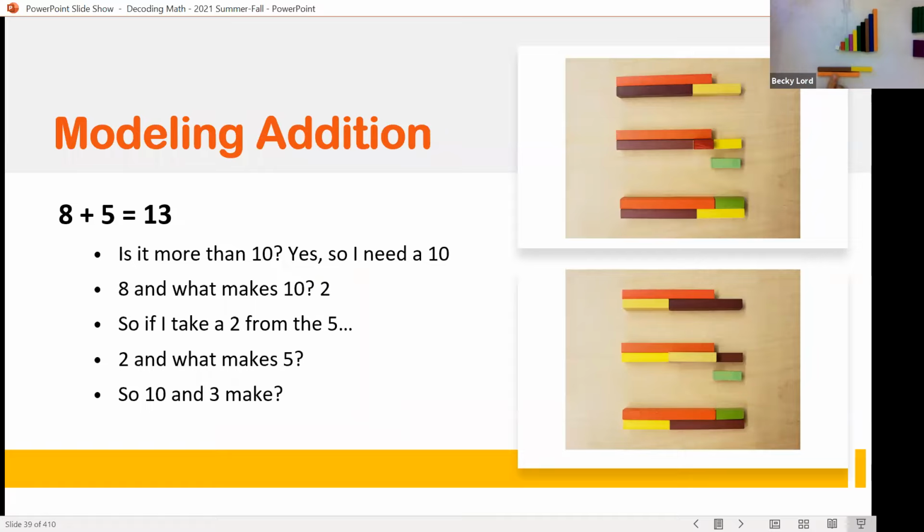We're going to take out a 10 rod. Well, 8 and what makes 10? So this is where those combinations are so important. Well, we already know 8 and 2 makes 10. So if I have a 2 here, and I could even take a 2 and put it there to help students see. So 2 and what would make the 5? 2 and 3. Okay, so I can actually move this right here and have students figure out. So 8 plus 5 is 10 and 3, which is 13. Because I would have already taught them that 10 and 3 are 13.